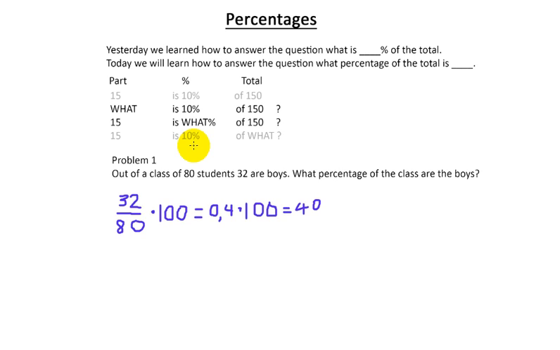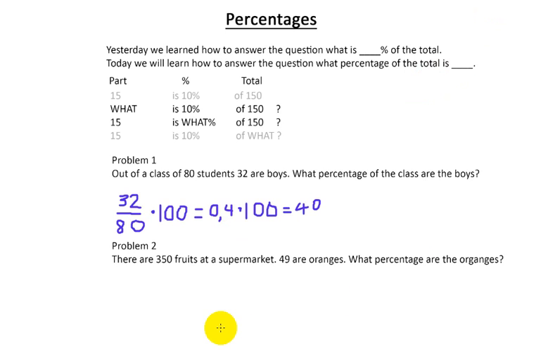So in the case of yesterday, where we had the percentage and the total, let's say here, it asks what is 10% of 150. I would say 10 100ths times 150, and I found what that was. Here today we have the part, we have the total, we divide the two, and then we multiply by 100. Okay, let's see another problem like that.